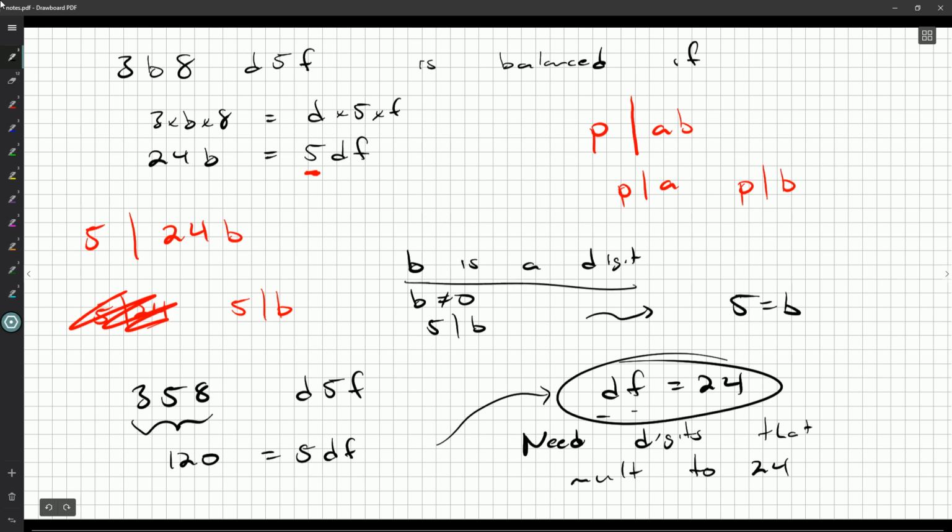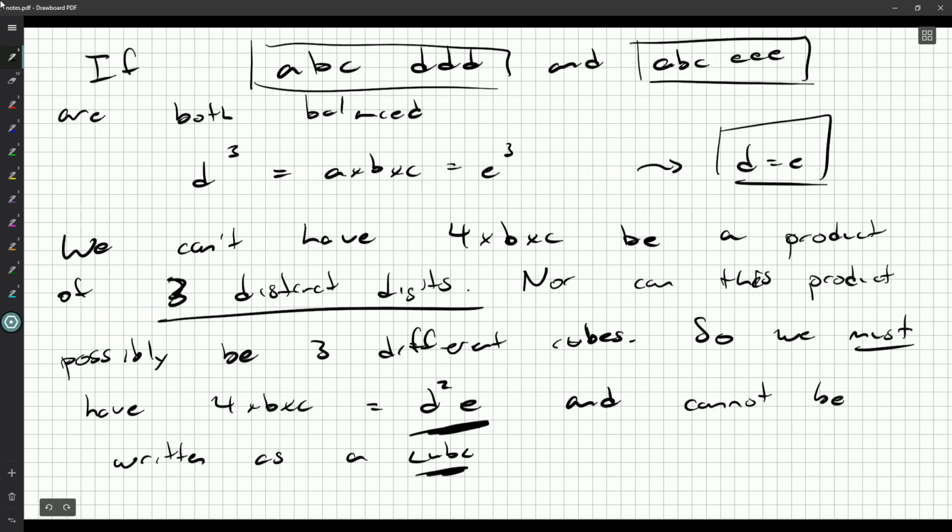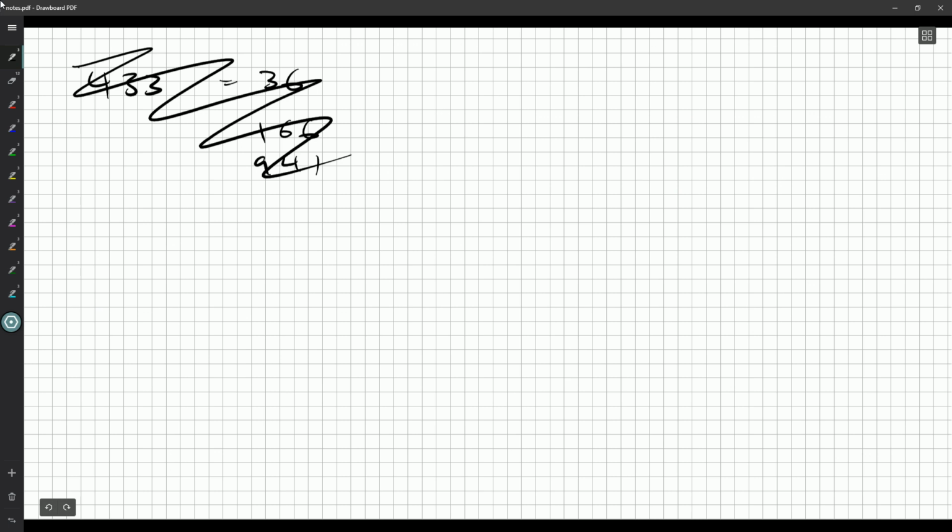B needs to be a digit. B can't be 0. 5 divides B. That only works with B is equal to 5. If we had said B is a digit, B can't be 0, 3 divides B, you could have had 3. You could have had 6. You could have had 9. You would have had a lot more possibilities. So it would work with 5. It would work with 7.